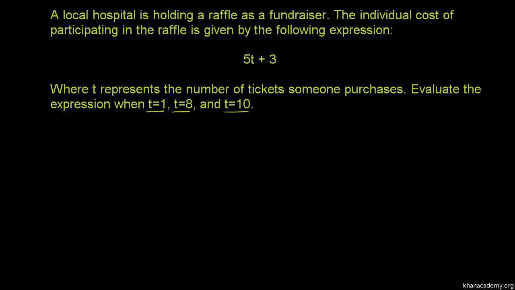So let's first take the situation where t is equal to 1. Then this expression right over here becomes 5 times 1 plus 3. 5 times 1 plus 3. And we know from order of operations, you do the multiplication before you do the addition. So this will be 5 times 1 is 5 plus 3. And then this is clearly equal to 8.